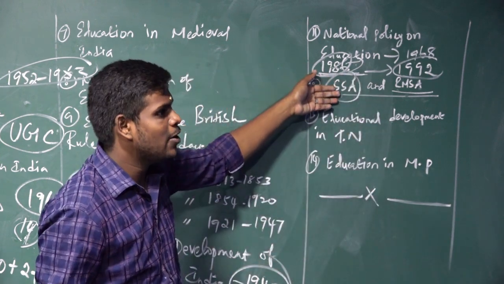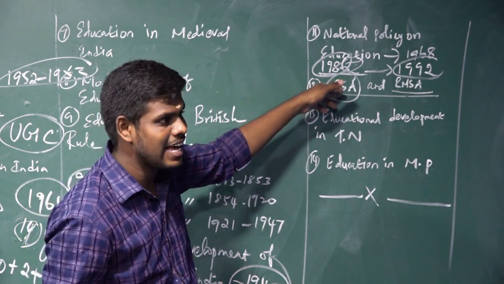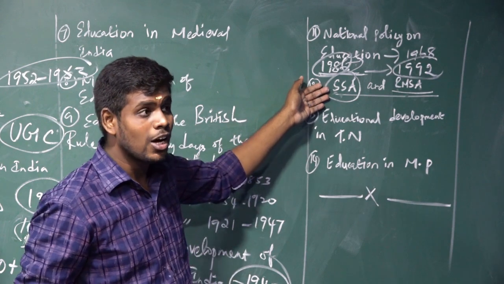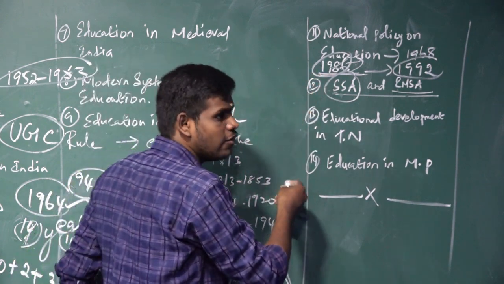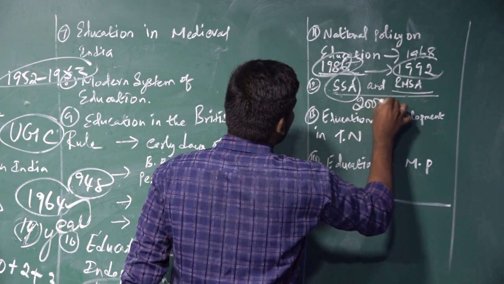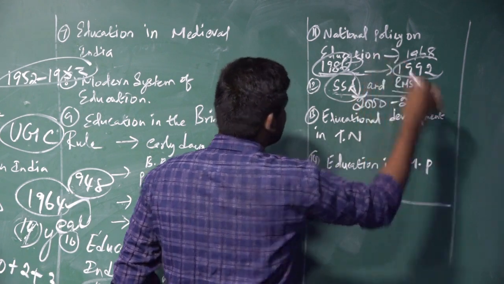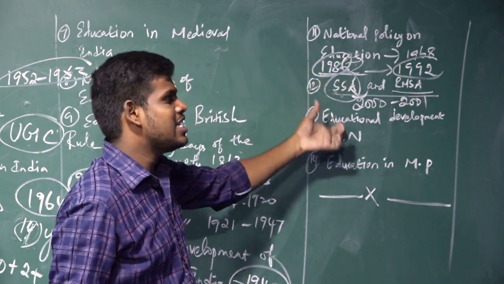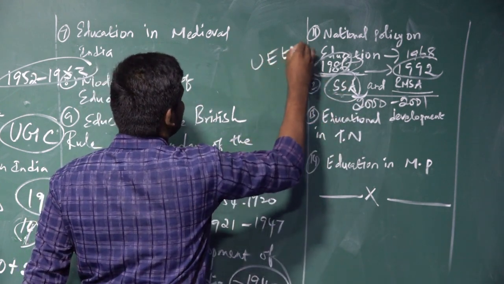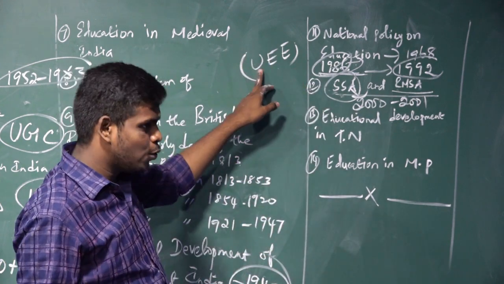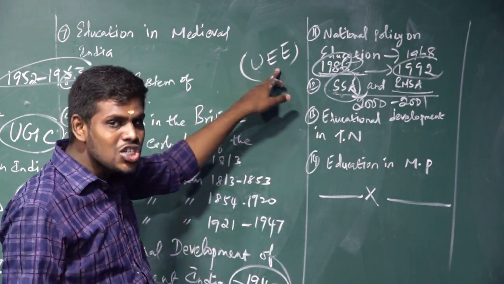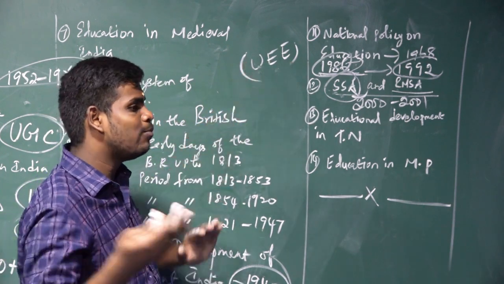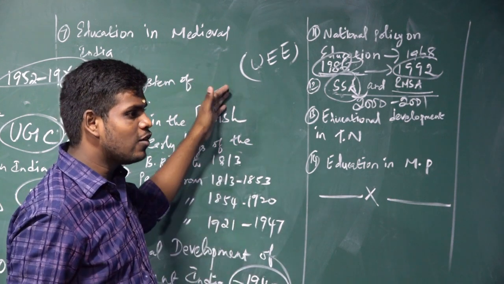The Sarva Shiksha Abhiyan, that is SSA, is the Government of India's flagship program. They launched it in the year 2000 to achieve universal elementary education. What is the expansion of UEE? Universal Elementary Education.